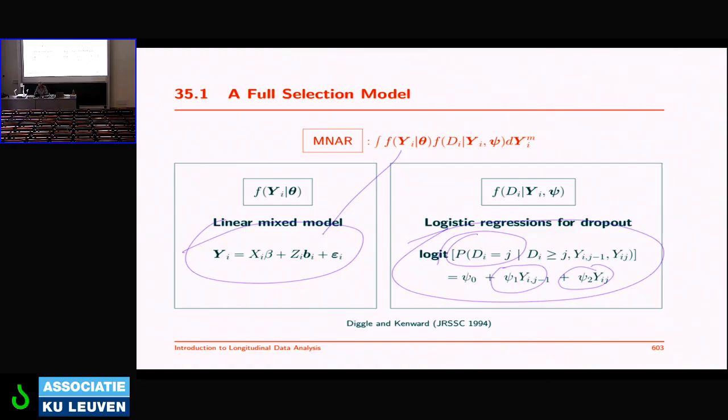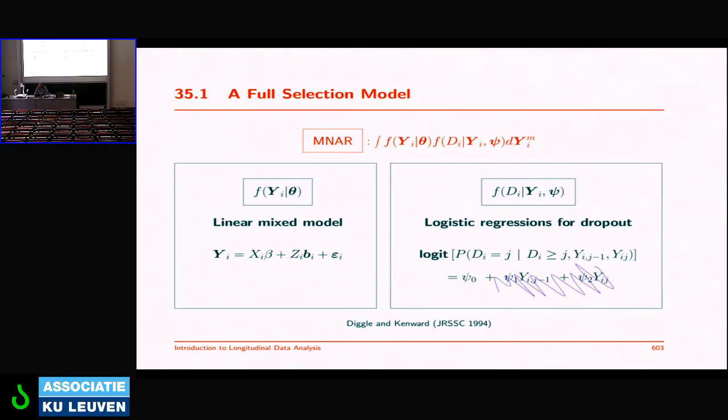Now, there is already a very important, though somewhat difficult, philosophically, not mathematically, but philosophically difficult issue. It looks at first sight that this model allows us to test for missing at random. At first sight only. And why is that? Well, suppose that none of the two terms, the psi1 term and the psi2 term, is present. Then we have, under this model specification, missing completely at random. Suppose the last one is absent, but the previous one is present. That would be missing at random. And if the last one is present, then it's missing not at random.